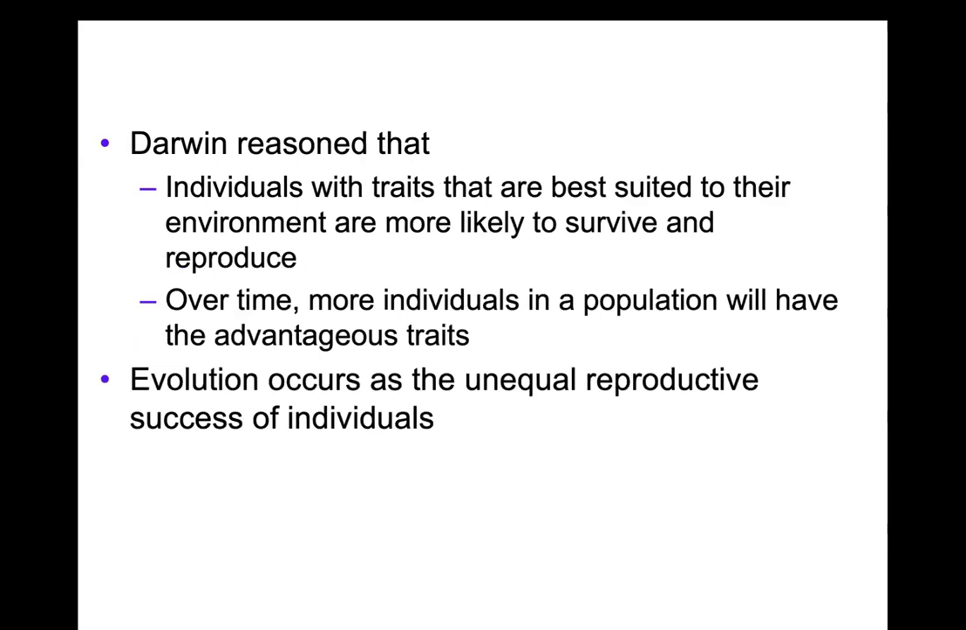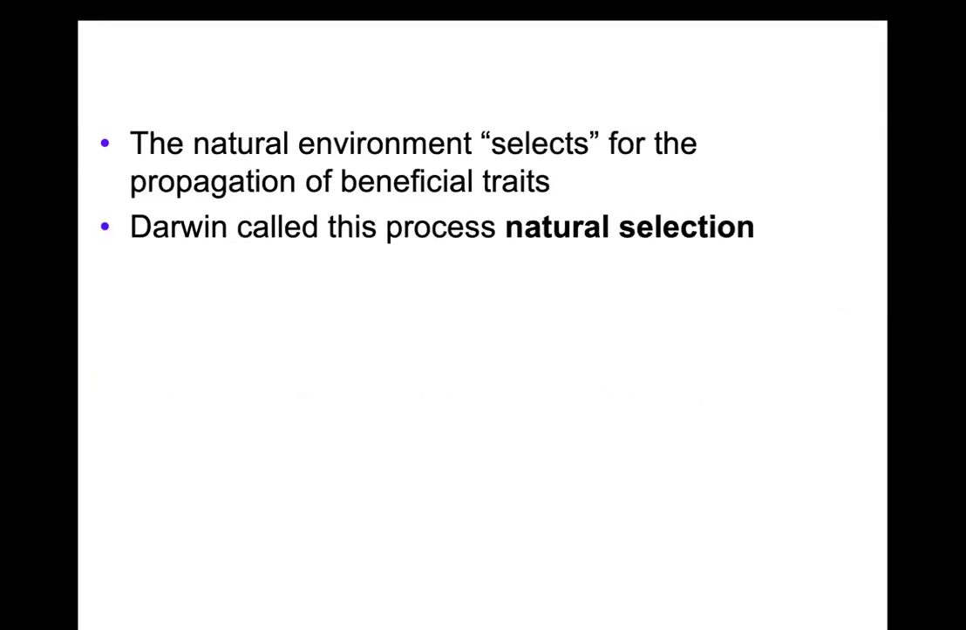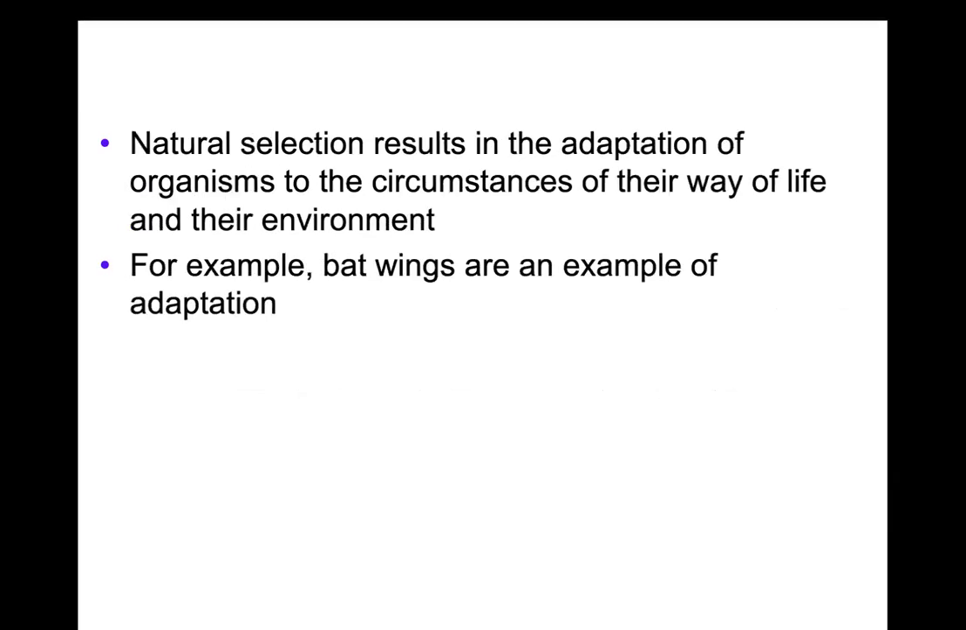Darwin reasoned that individuals with traits that are best suited to their environment are more likely to survive and reproduce. Over time, more individuals in a population will have the advantageous traits. Evolution occurs as the unequal reproductive success of individuals. The natural environment selects for the propagation of beneficial traits, and Darwin called this process natural selection. Natural selection results in the adaptation of organisms to the circumstances of their way of life and their environment.